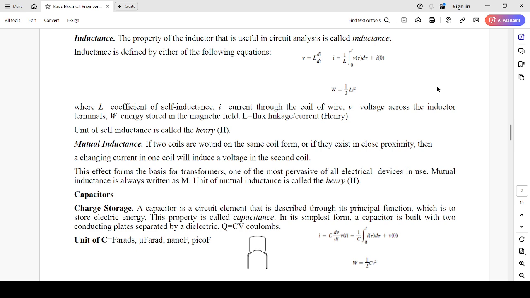On similar patterns, you can estimate the energy stored in the capacitor also, half CV square. And the current flowing, that is I, is equal to C dV by dt, and the voltage across the capacitor is 1 upon C integral of i(t) dt plus V0, where V0 is the initial condition voltage at time t equal to 0. It is always given to us, or in numerical problems it is assumed to be 0.